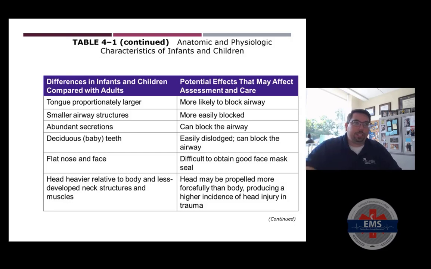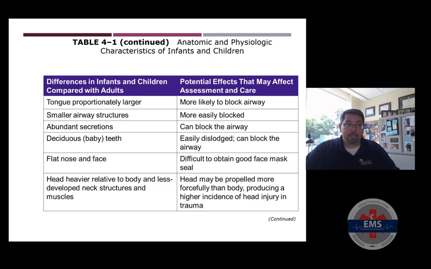Anatomical and physiological characteristics of infants and children. You guys can take a look at these on your own. You're going to see their tongue is proportionally larger, more likely to block the airway. Smaller airway structures, again, they're easier to block. Lots and lots of secretions. Again, airway. They've got baby teeth, which can become dislodged and block the airway. Flat nose and face, difficult to get a seal when managing an airway.